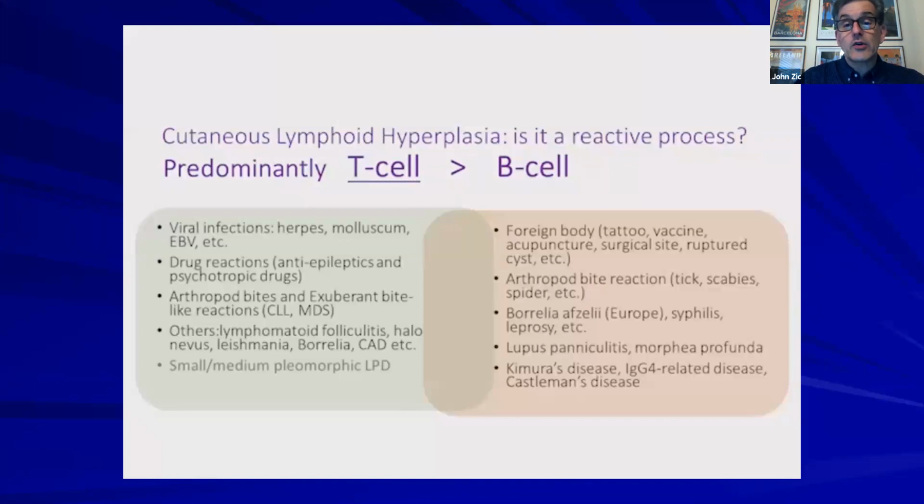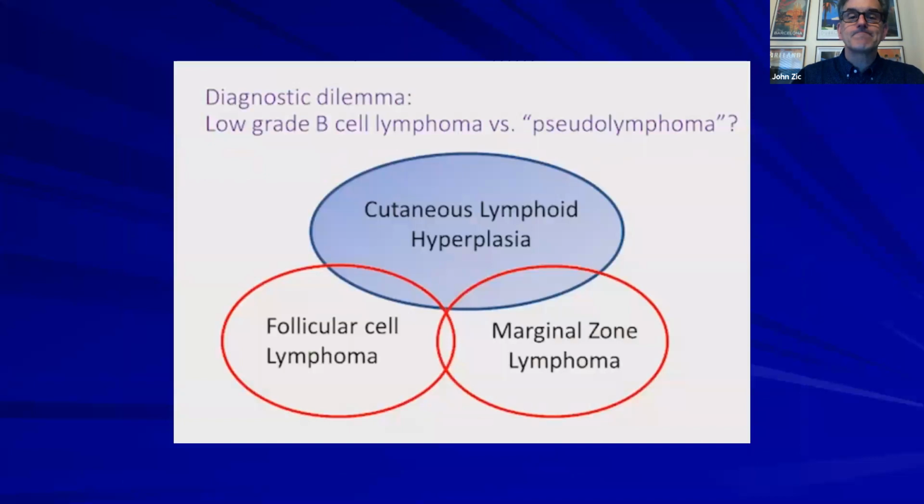By the way, if any of you are listening in or reviewing this webinar from Europe, it is interesting to note that in Europe, as opposed to the United States and North America, Borrelia is a not uncommon trigger. A tick bite, where the tick transfers this bacteria, Borrelia afzelii, into the skin. Apparently, when the immune system reacts to Borrelia, it can sometimes cause this cutaneous lymphoid hyperplasia.